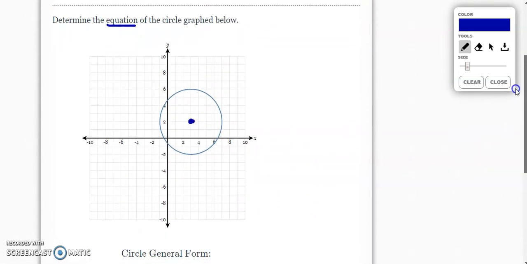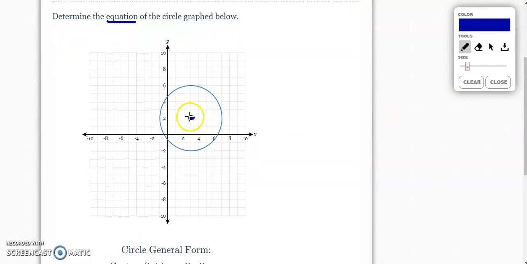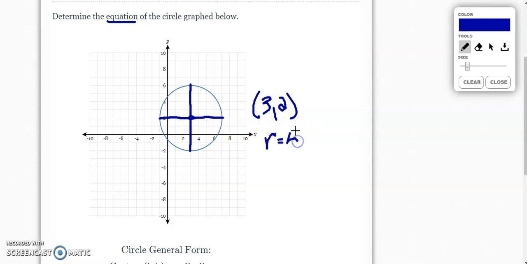So once you've got the center of the circle here, we want to go 1, 2, 3, 4 to the right. You could also, if you wanted to, count 1, 2, 3, 4 up. You could also go 1, 2, 3, 4 in the other directions. But the key is that we could come up with a center that's at 3, 2 from that diagram. And then the other part is that the radius was 4.